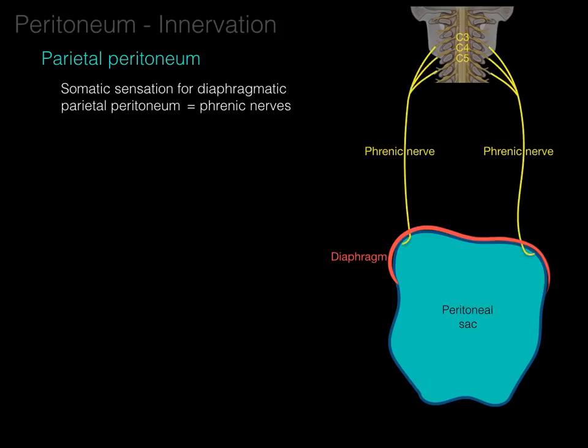So they come down and they provide motor innervation to the diaphragm, but they also pierce through the diaphragm, and as you can see, go to the diaphragmatic surface and provide sensory innervation of the diaphragmatic portion of the parietal peritoneum in the house that Jack built.